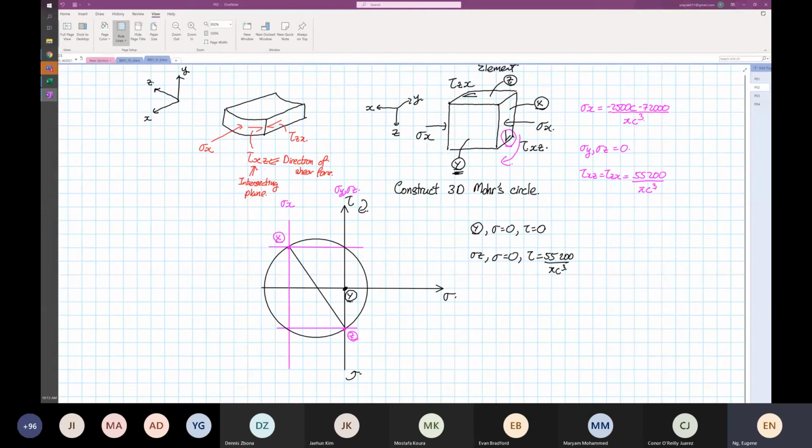And then your stress, oh, I should standardize this. Okay, Z and X is the one that you have all your stresses. Minus 2500 C minus 572,123 over pi C cube, and then you have the shear stress.